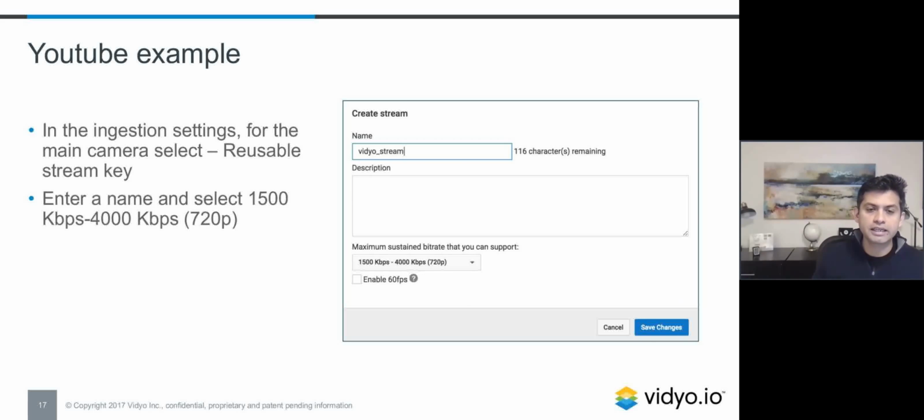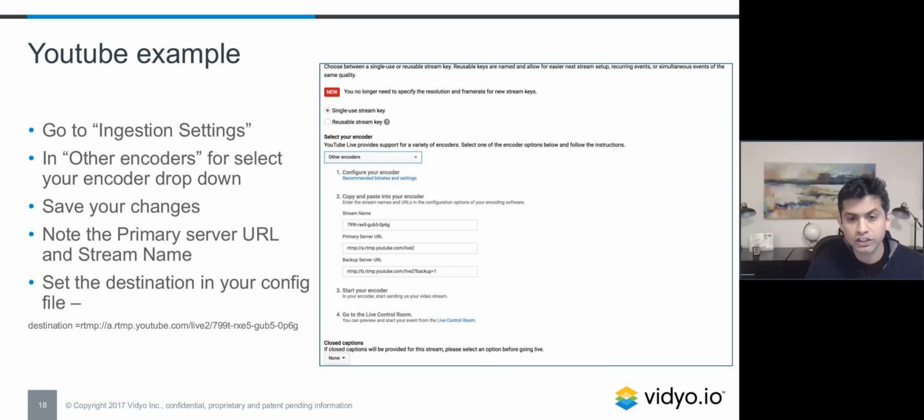In their ingestion settings, they'll say you can either send it through YouTube, or to Facebook, or whatever. But here we're going to set an ingestion setting where we tell it we're going to get this stream with this bit rate, etc. So in the main camera, you select reusable stream key. You give it a value from 1500 kbps to 4000 kbps. That will typically be 720p, which is going to come across from our media bridge. Then you can give it a name and save the changes.